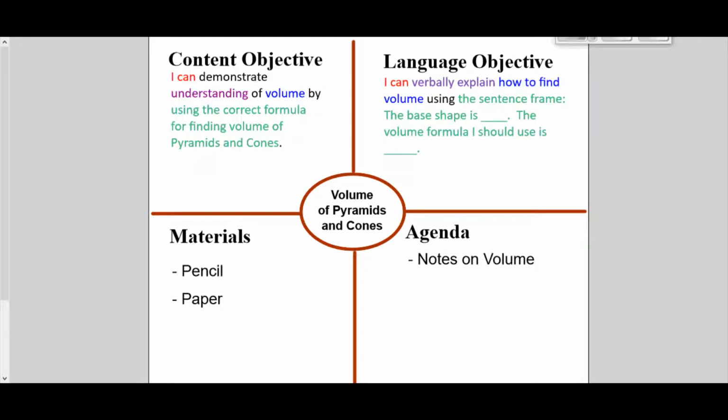In this video, I'm going to go over finding volume of pyramids and cones. We're going to be able to explain how to find volume of pyramids and cones using the sentence frame, the base shape is blank, and the volume formula I should use is blank. So you do need pencil and paper. So pause the video if you need to go get that stuff.